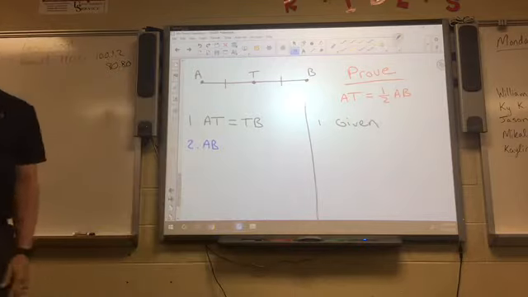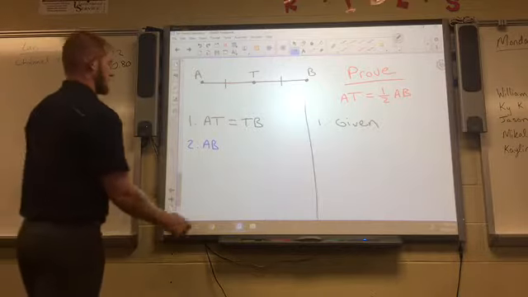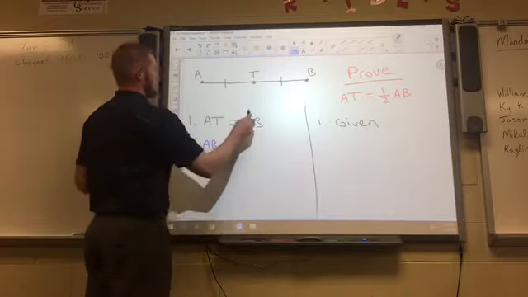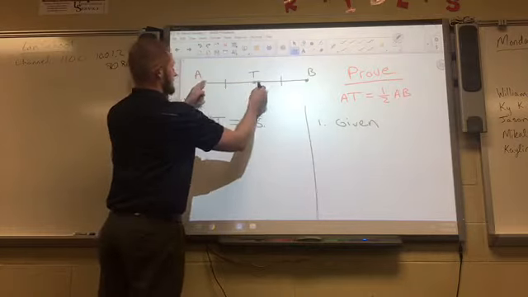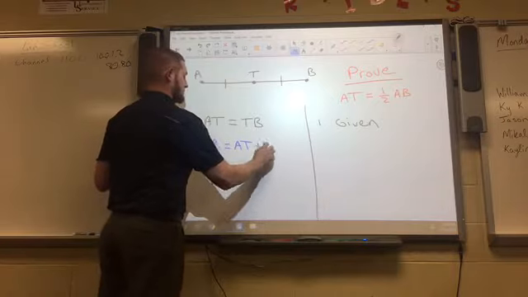Is there something you know about segment AB? It's what? It's from one exit to the other. True. William? Exactly. AB is equal to AT plus TB. Does everybody agree with that?